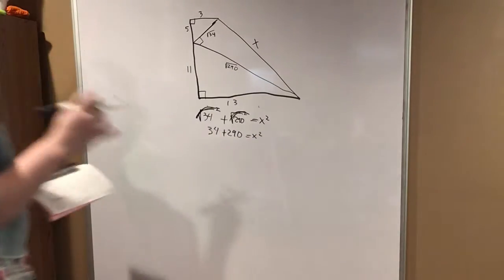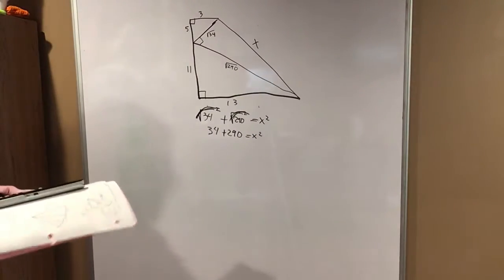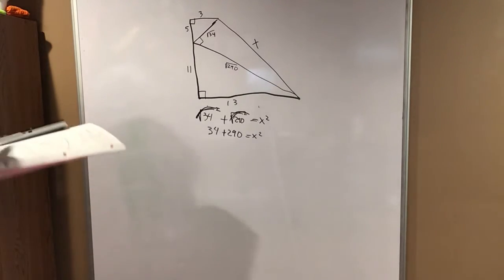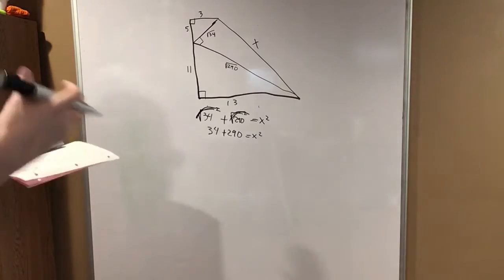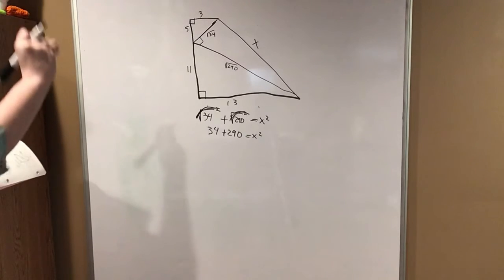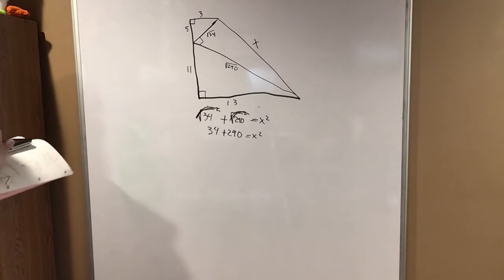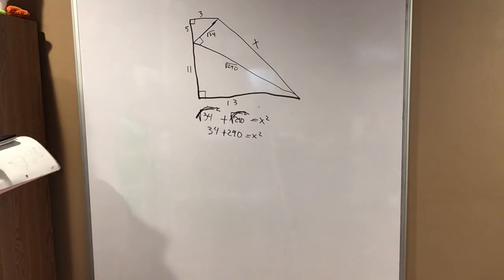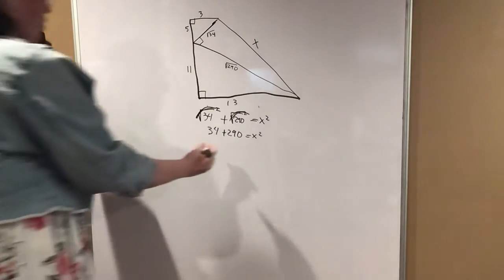That just made my work so much easier, because had you taken that out of the radical and simplified it, you would have had to put it back in, and it would have been a big mess. So I always recommend in these big shapes, leave them under the radical until you're ready. So 34 plus 290 is 324.